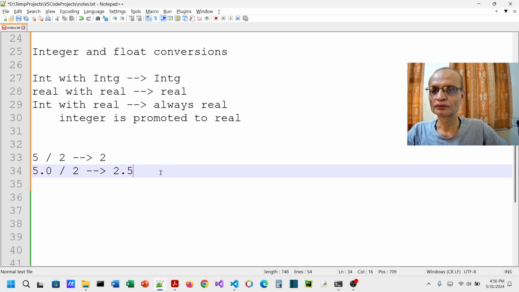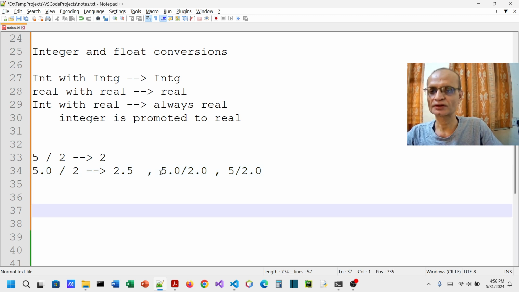Similarly, the same thing applies to 5.0 divided by 2.0, so obviously it's going to give us 2.5. And then 5 divided by 2.0, that is the last combination. Again it's going to give 2.5. Why? Because now here 5 will be promoted to 5.0, and then you are going to get the answer as 2.5.